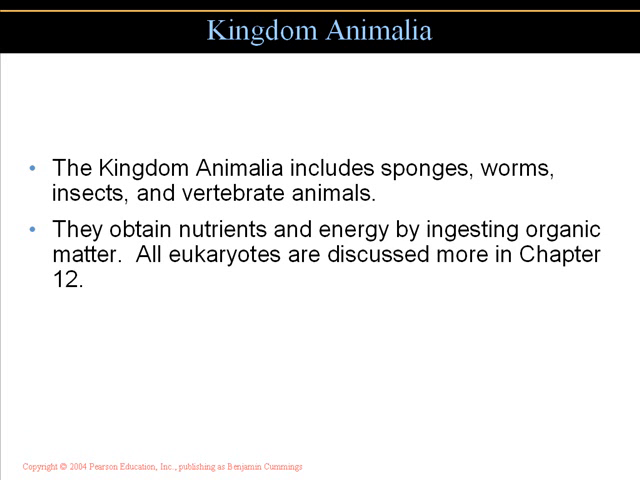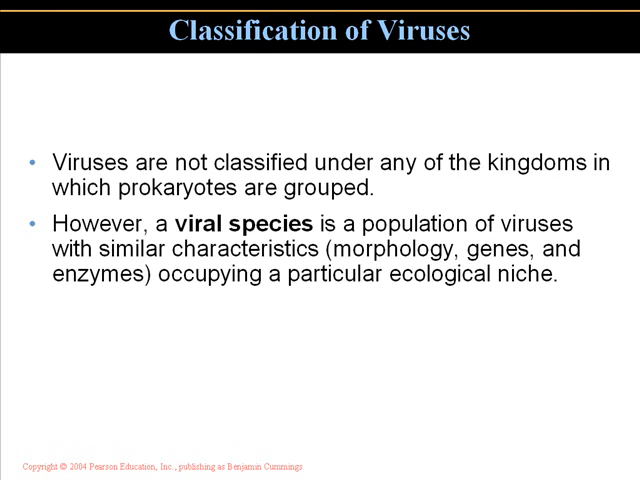They basically obtain nutrients and energy by ingesting organic matter. All eukaryotes, as discussed in chapter 12, derive this way. A lot of the human diseases, especially when we talk about nematodes and parasitic types of infections, will be from organisms that fall in that category.